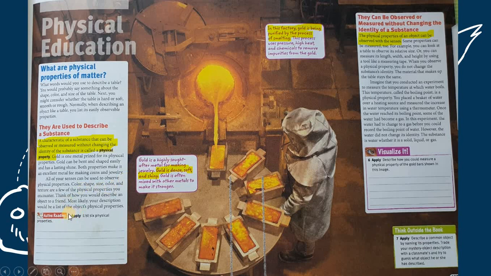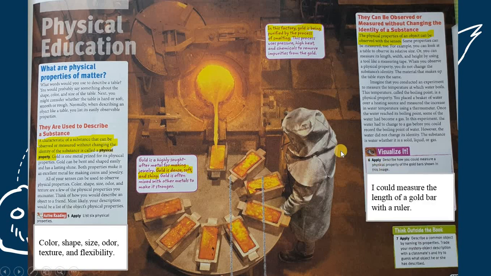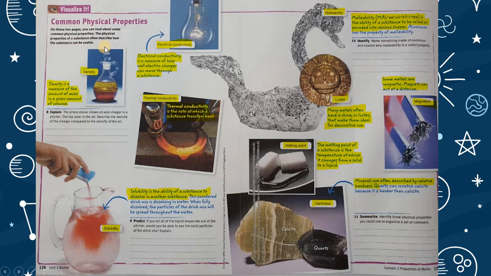Now we are going to answer these two questions. In here you are going to list 6 physical properties. What is the answer? Color, shape, size, odor, texture, and flexibility. And in number 6, we have: describe how you could measure a physical property of the gold bar shown in this image. I could measure the length of a gold bar with a ruler. Very good.